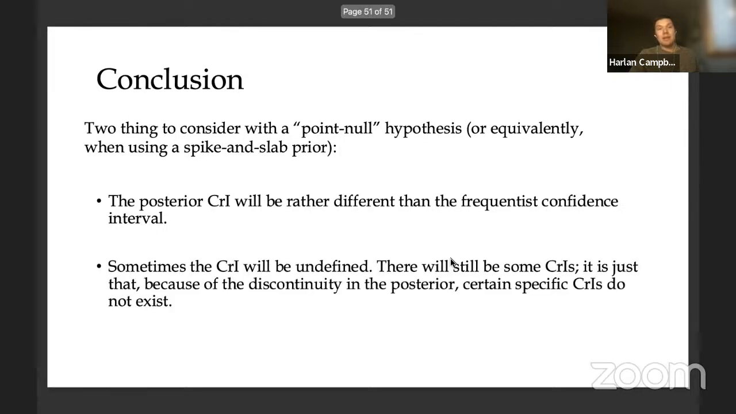And the second point is this curiosity: because of the spike, we have to acknowledge that sometimes the credible interval will simply be undefined. It's not that all the credible intervals will be undefined. There will still be some credible intervals. It's just that because of the discontinuity in the posterior, certain specific credible intervals do not exist.